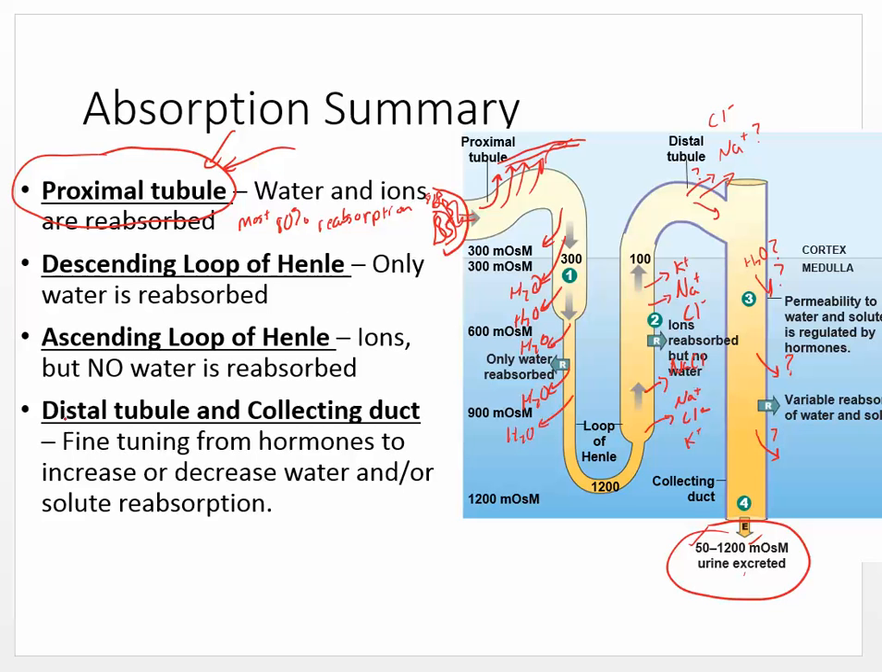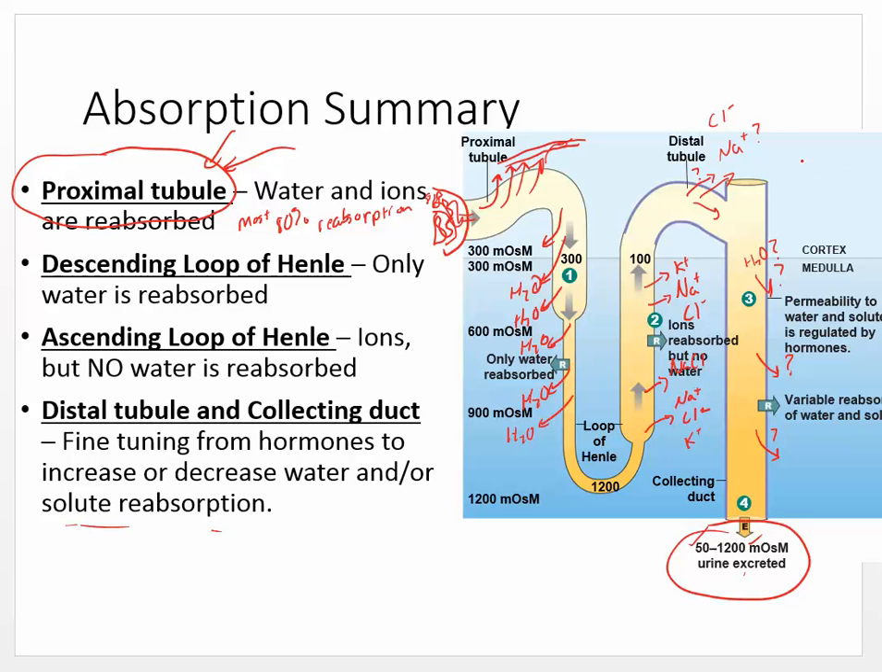So how we say that is the distal tubule and the collecting ducts are fine-tuned by hormones to increase or decrease water and/or solute reabsorption. But again, going back to the first parts, the proximal tubule, the descending limb, and the ascending limb, those are pretty much set. You have water moving out over here. You have salts moving out over here. Okay, so let's just look at this for just a second.